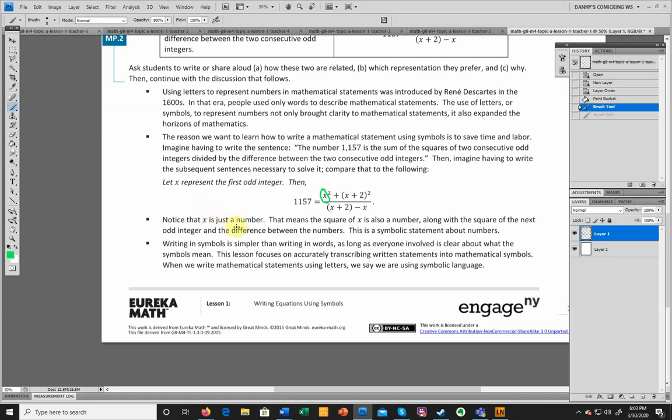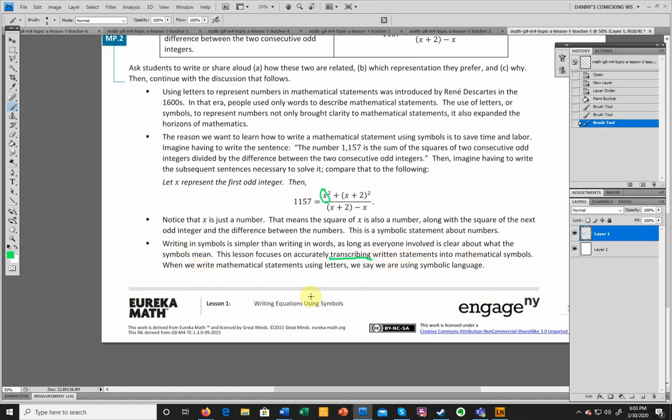Notice that x is just a number. That means the square of x is also a number, along with the square of the next odd integer and the difference between the two numbers. This is a symbolic statement. Symbolic means it symbolizes something, it represents something, it means something. Writing in symbols is simpler than writing in words, as long as everyone involved is clear about what the symbols mean. This lesson focuses on accurately transcribing, which means writing. Transcribing means to write written statements into mathematical symbols.